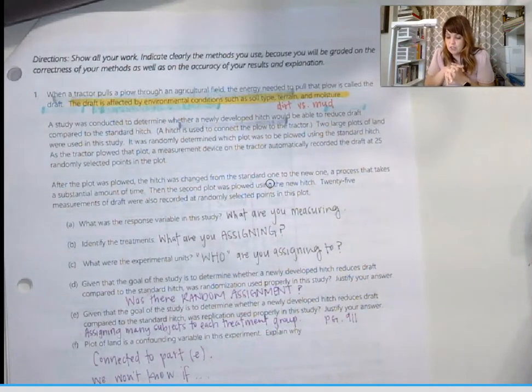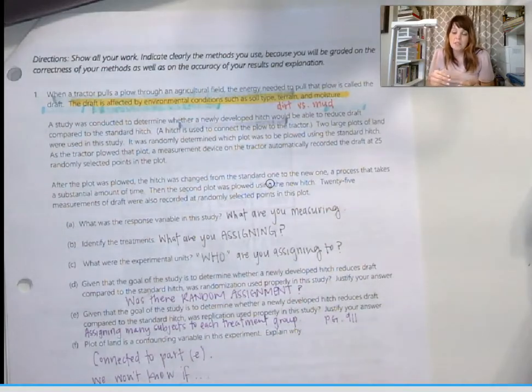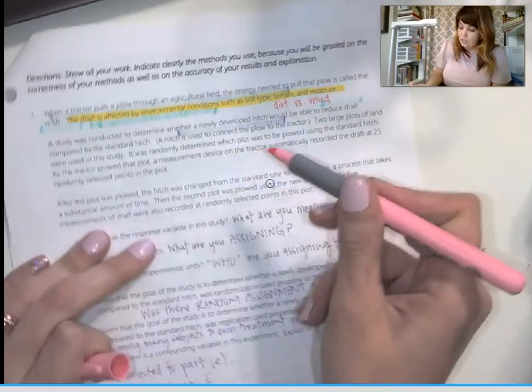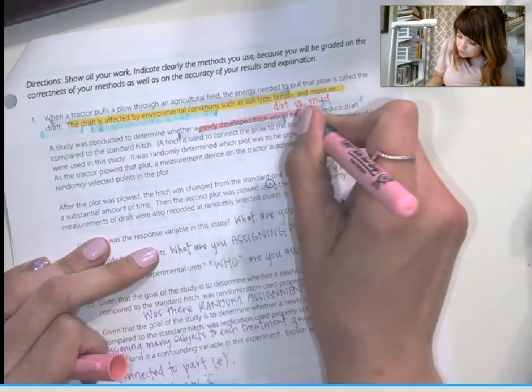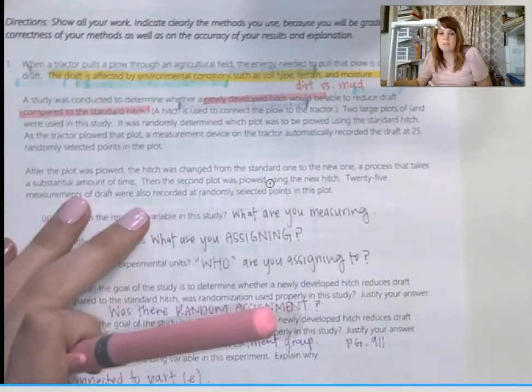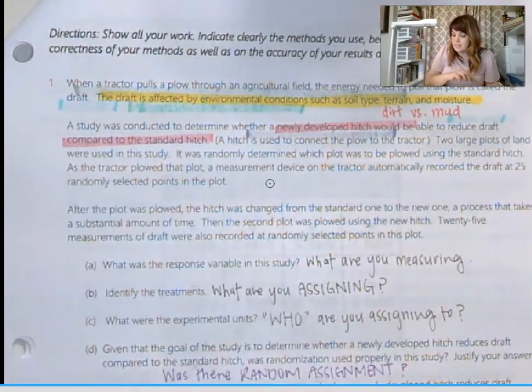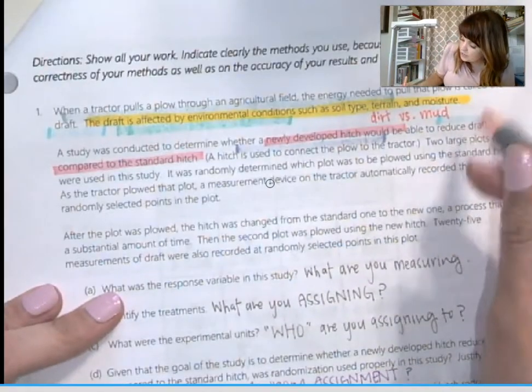There's going to be a study to determine whether a new hitch can help reduce draft. So they're thinking that maybe this new component will make it so that you don't have to expend as much energy to pull the plow through the dirt. So they are comparing a newly developed hitch to a standard hitch, and they're hoping that the newly developed one will reduce draft. 2 large plots of land were used in our study.